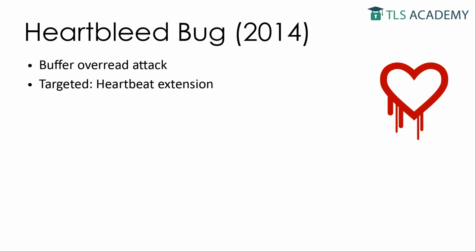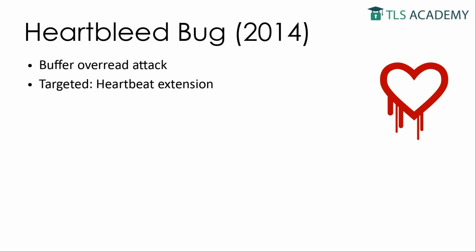The Heartbleed Bug, discovered in 2014, is, as I already mentioned, a buffer overread attack. In this attack, the heartbeat extension was targeted. To understand the attack, we first need to know what this heartbeat extension is supposed to do. The purpose of this extension is to keep an established connection alive, even though no data is exchanged. This was meant to save time because, by keeping the connection open, you do not need to re-establish it.